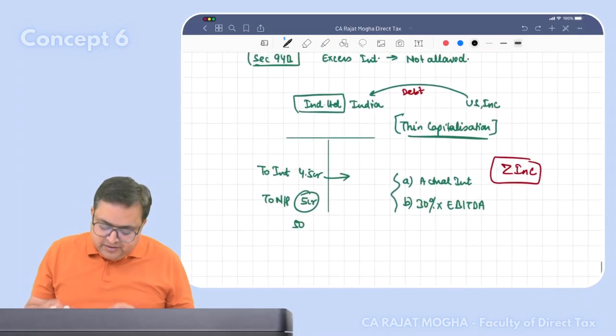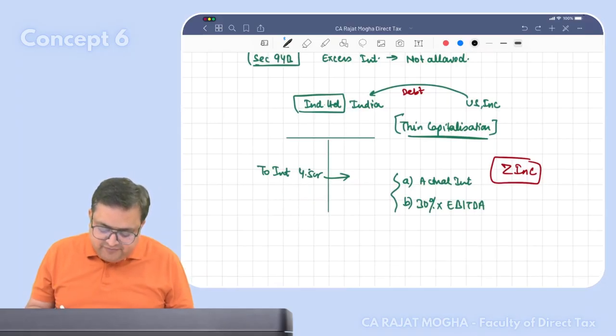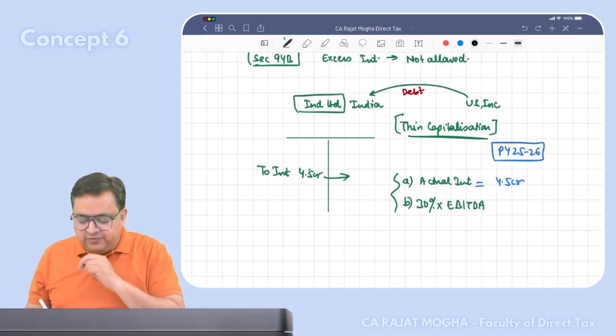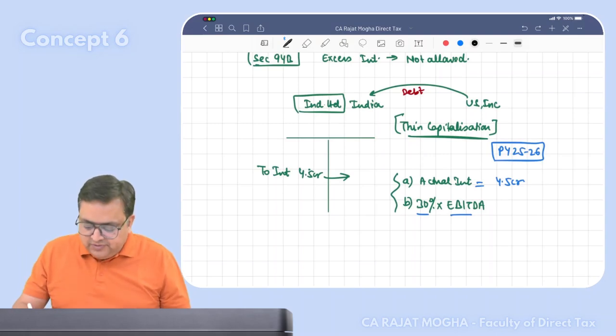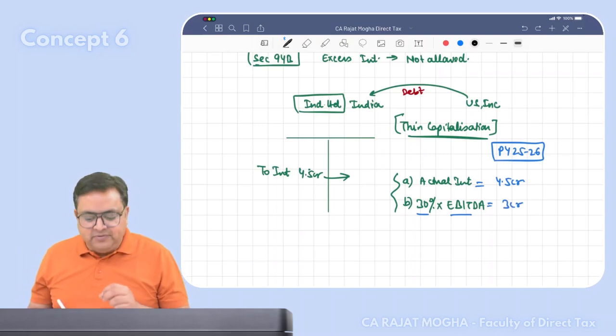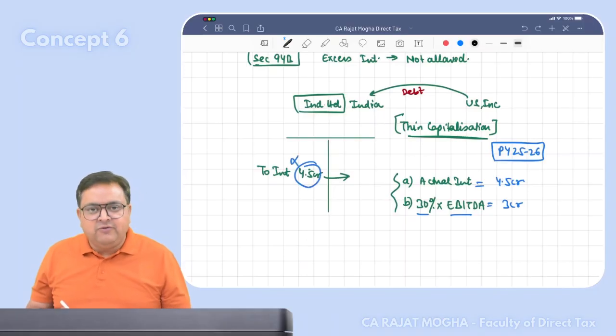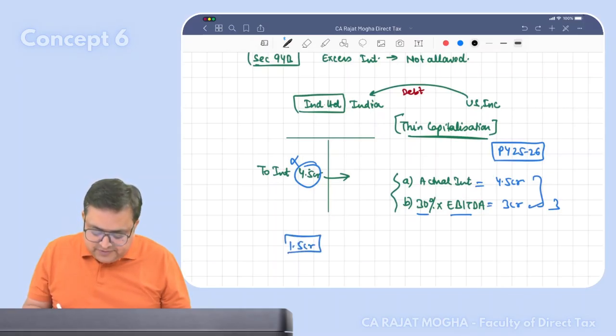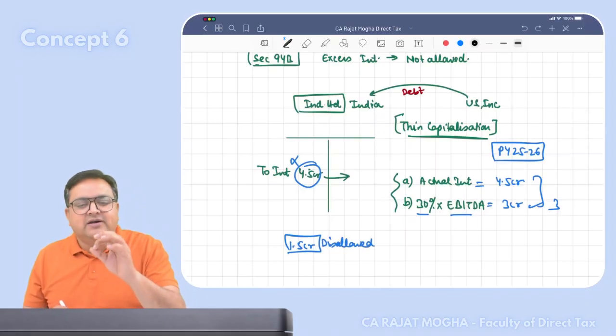Let's say, for example, in the first year the interest which we have paid is 4.5 crores. So the actual interest comes to 4.5 crores. Let's say this is the first year, previous year 25-26. The actual interest is 4.5 crores. Let's say 30% of EBITDA comes to 3 crores. So how much interest will we allow? 4.5 crore we will not allow, we will allow only 3 crores, whichever is less. So 1.5 crore would be disallowed in this year. So in one year we can allow a maximum of 30%.